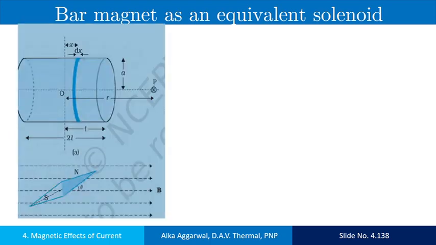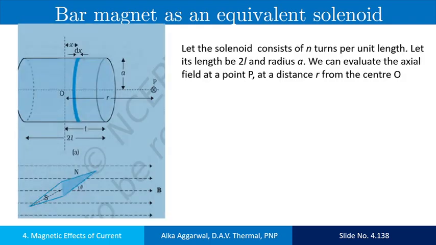Now for this, consider a solenoid which consists of n turns per unit length. Let its length be 2L and radius be a. We have to find out the magnetic field at the point P, which is at a distance r from the center.